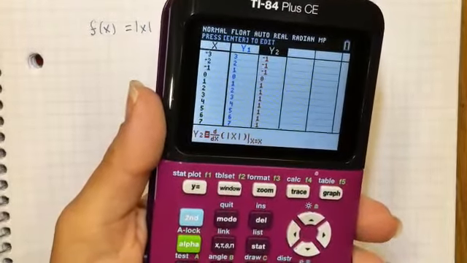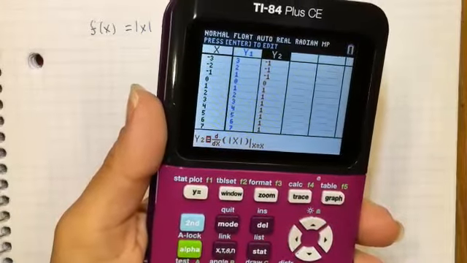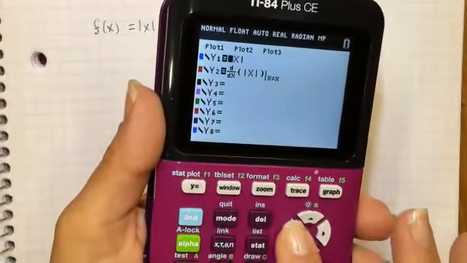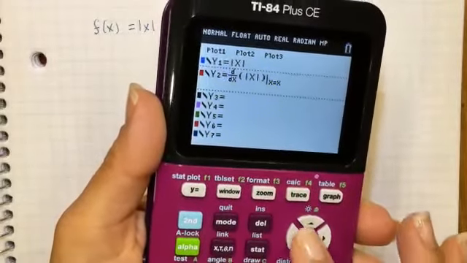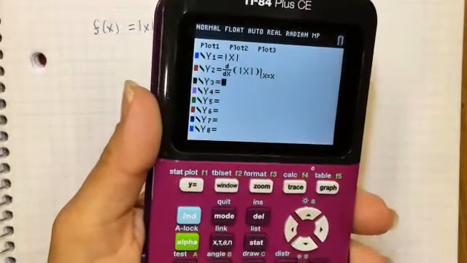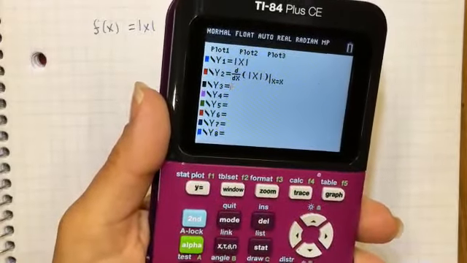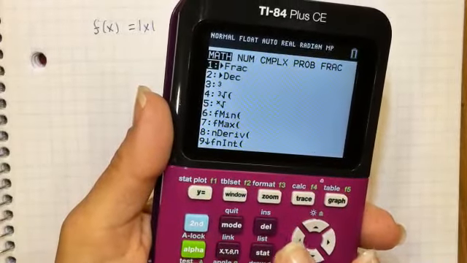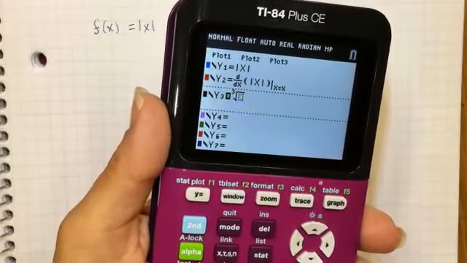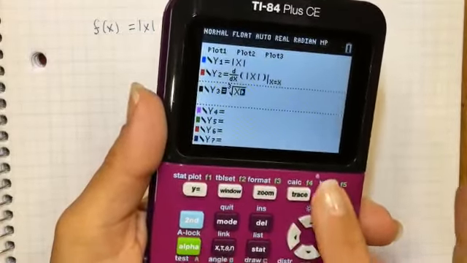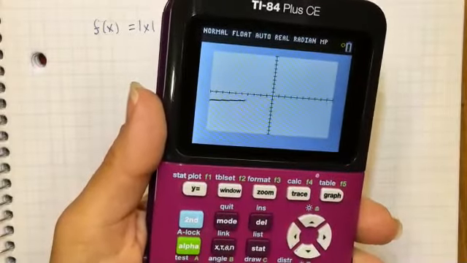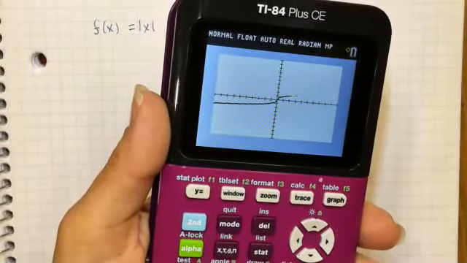Let's take a look at the cube root. I'm going to leave these in my calculator, I'm just going to turn them off. Hopefully you know by now that you can do that. Let's look at the cube root. So math, number 4, x. Take a quick look at the graph. There it is.